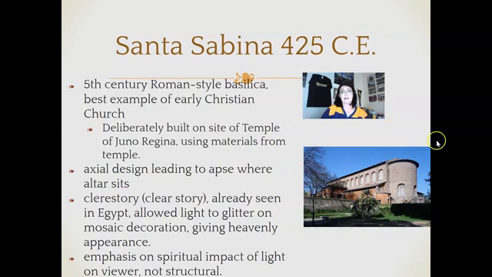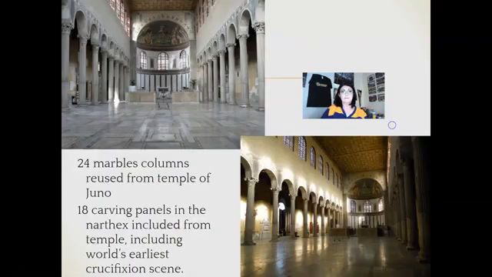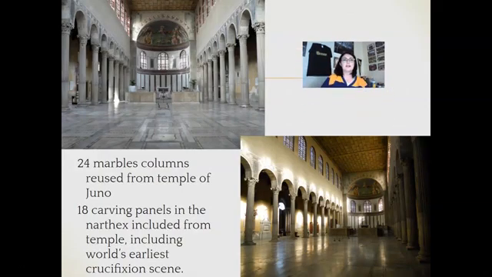And not only that, wealth and power, because the Christian church was now more important to people than the Romans ever were. Again, just a couple pictures of the inside that you can see. 24 marble columns that were taken from that temple of Juno. And they actually have these beautiful carvings in there that show the life of Jesus. And they actually showed the first crucifixion scene that we're aware of.